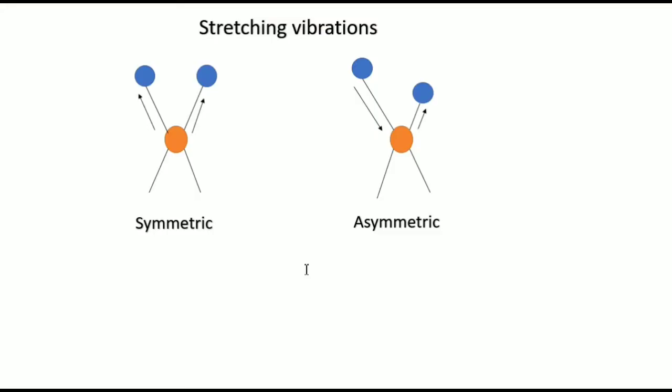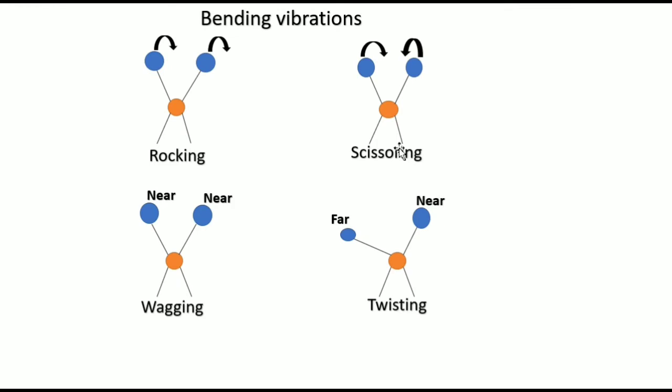In symmetric stretching, the two atoms associated with the center atom stretch symmetrically. To imagine, we can think of the bond like a spring, and the atoms compress and decompress along with the spring. In asymmetric stretching, the atoms associated with the center atom stretch asymmetrically. Apart from that, bending is also classified into rocking, scissoring, wagging, and twisting.